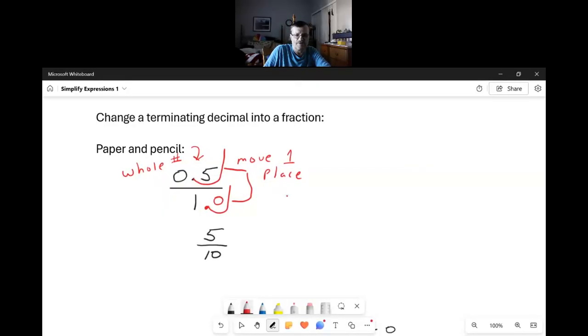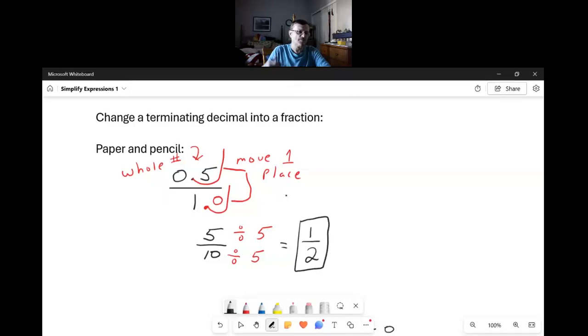And the last thing I have to do is turn this into lowest terms. Divide by the smallest number you see here. I can use the 5. Whatever you divide the top by, you got to divide the bottom by. You can't switch. And there's your 1/2. So this is how you change a decimal into a fraction, paper and pencil.